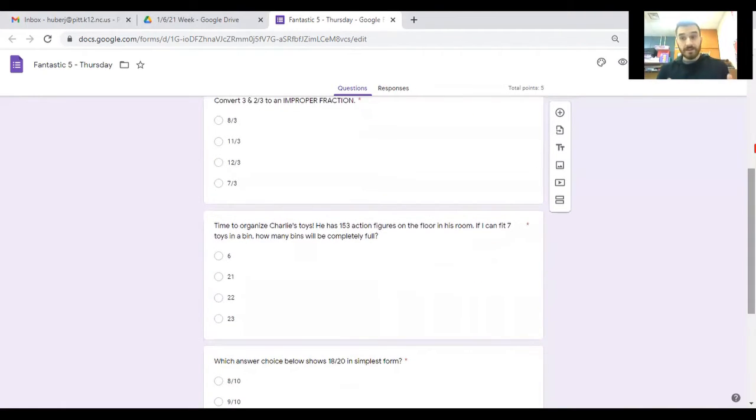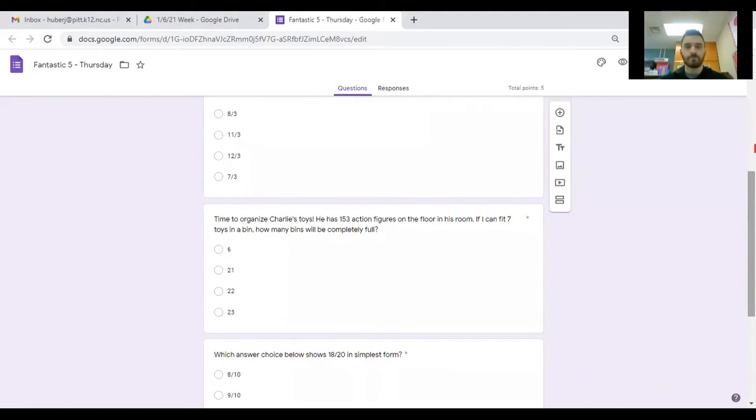Kind of similar to number 3. If you just check it, there's a really good chance you're going to get it right. And if you focus on keywords that we talked about in class, there should be a way that you can instantly know without checking, really. But if I'm looking at number 3, it says, time to organize Charlie's toys. He has 153 action figures on the floor in his room. If I can fit 7 toys in a bin, how many bins will be completely full? Completely full is important. So you got to kind of try to figure out what you're doing here.